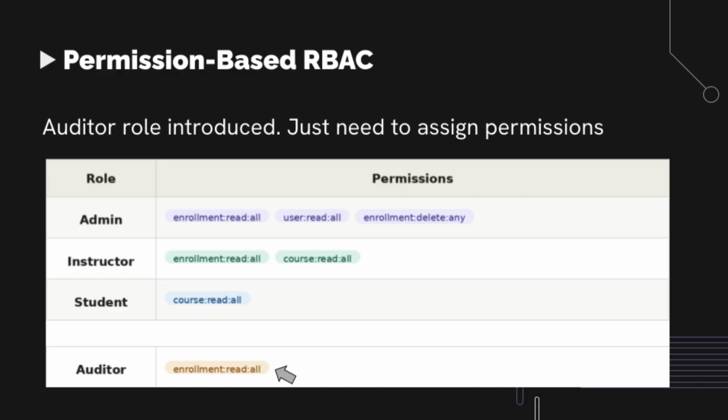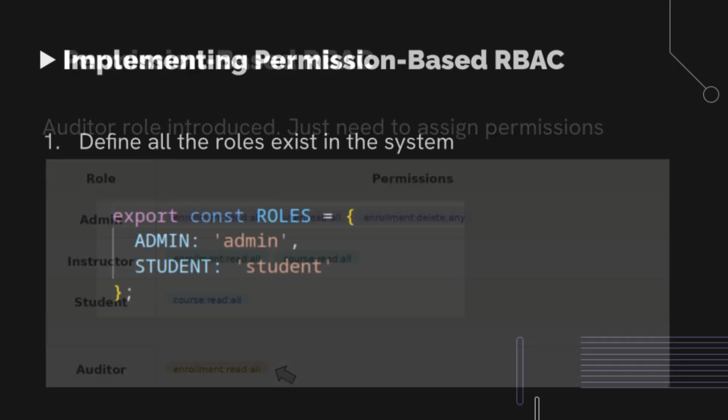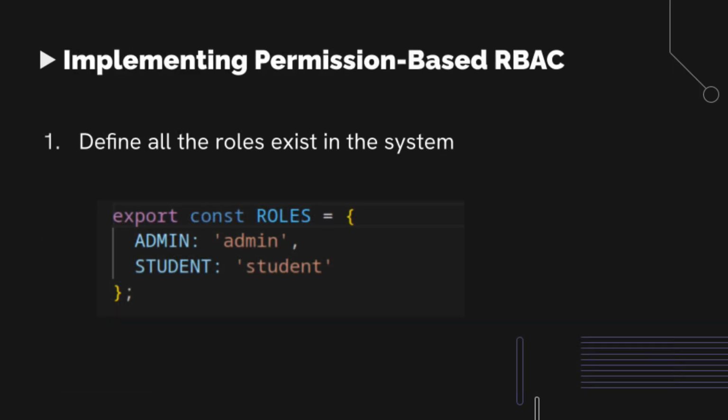Now let's see how we can implement this permission-based RBAC system in our application. To implement a permission-based RBAC system, we typically follow three steps. First, we define the roles that exist in our system, like admin or student. These roles represent all the different types of users in the system. At this stage, roles do not have any permissions yet. We are simply defining the user categories that exist in our application in a separate file.